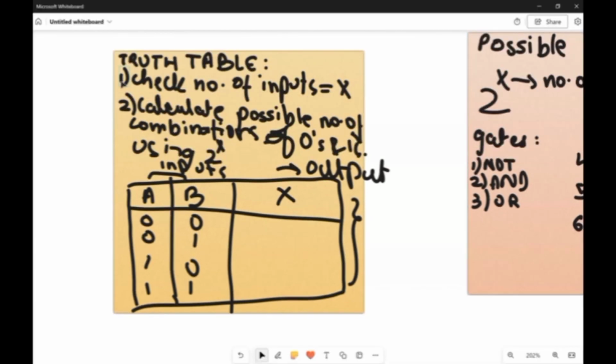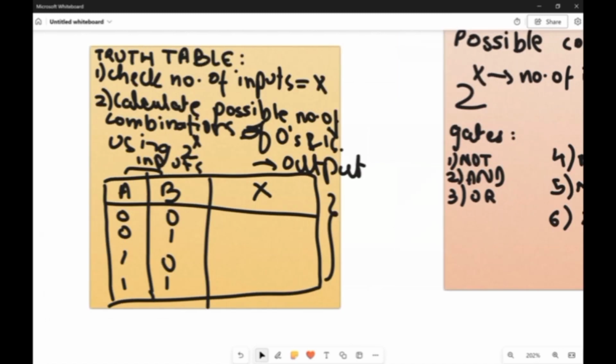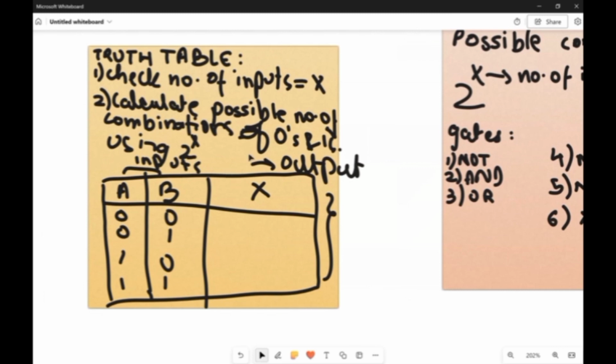There are three simple steps to draw a truth table. First, check the number of inputs that you're giving. So this is the formula that we saw, 2 power x, where x is the number of inputs, whether 1, 2, or more inputs that you're giving. One input is only possible in the case of the NOT gate, as seen. So calculate the number of possible combinations of zeros and ones, which is determined by 2 power x, where x is your number of inputs.